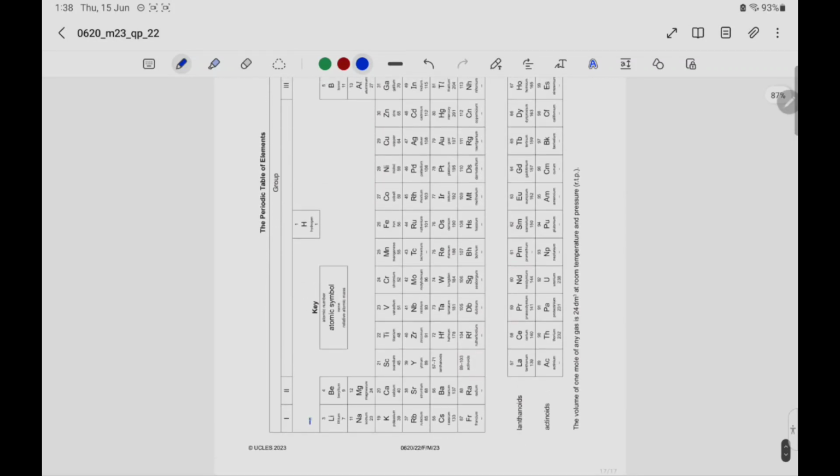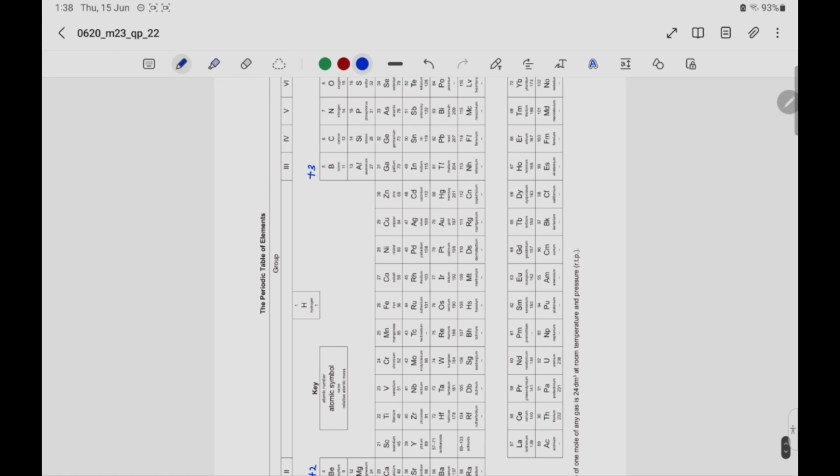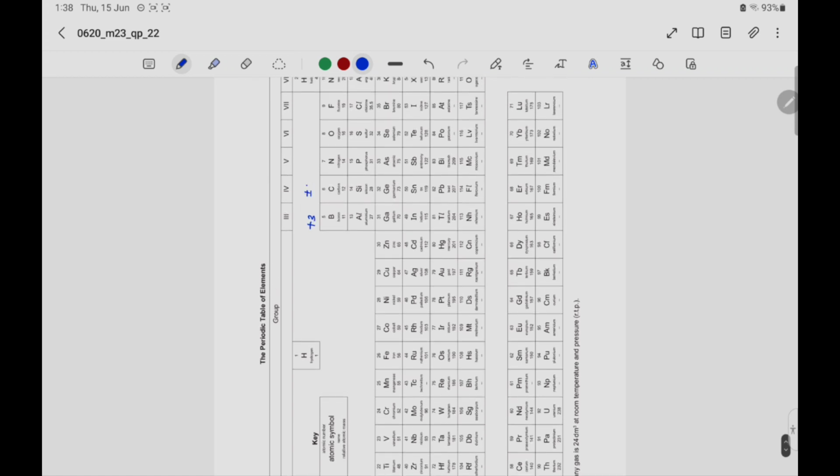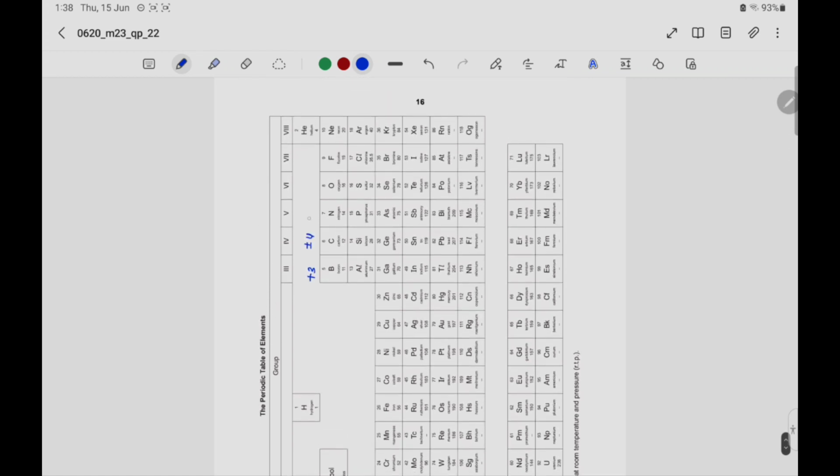Whenever group 1, positive 1. Group 2, positive 2. Group 3, positive 3. Group 4, it can be positive or negative because it is sharing, right? Group 5, negative 3, negative 2, negative 1, 0. That's why group 8 is forever the most stable. They won't react with others.